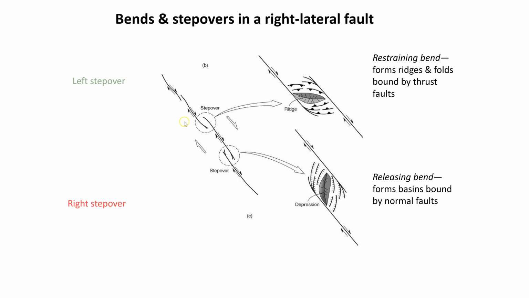So in a left stepover scenario, where it is stepped over to the left, just like when we're trying to figure out if it's a right lateral or a left lateral, it creates a ridge between the two fault segments. So we see ridges and folds that are bound by these thrust faults that are generated by the stepover that is created between the slip between the two fault lines. Okay, if it's a right stepover, so the stepover is to the right, we start to see a depression. So we see basins and depressions where normal faults are being generated between this strike-slip fault. Okay.